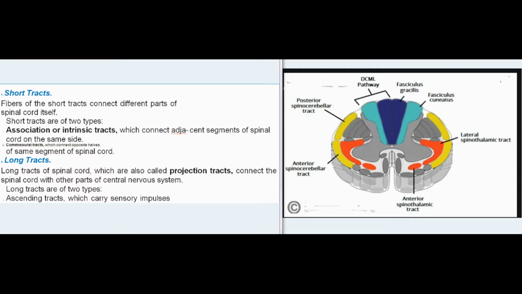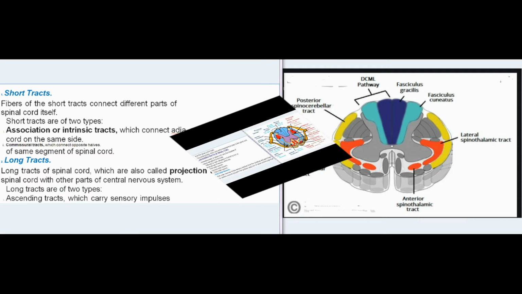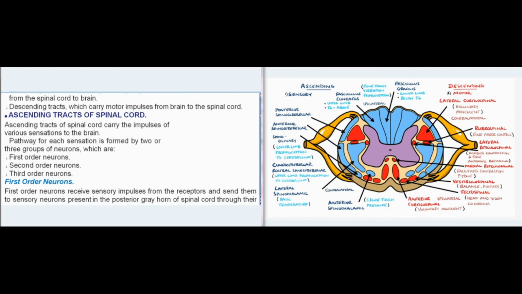Long tracts. Long tracts of the spinal cord, which are also called projection tracts, connect the spinal cord with other parts of the central nervous system. Long tracts are of two types: ascending tracts, which carry sensory impulses from the spinal cord to the brain, and descending tracts, which carry motor impulses from the brain to the spinal cord.